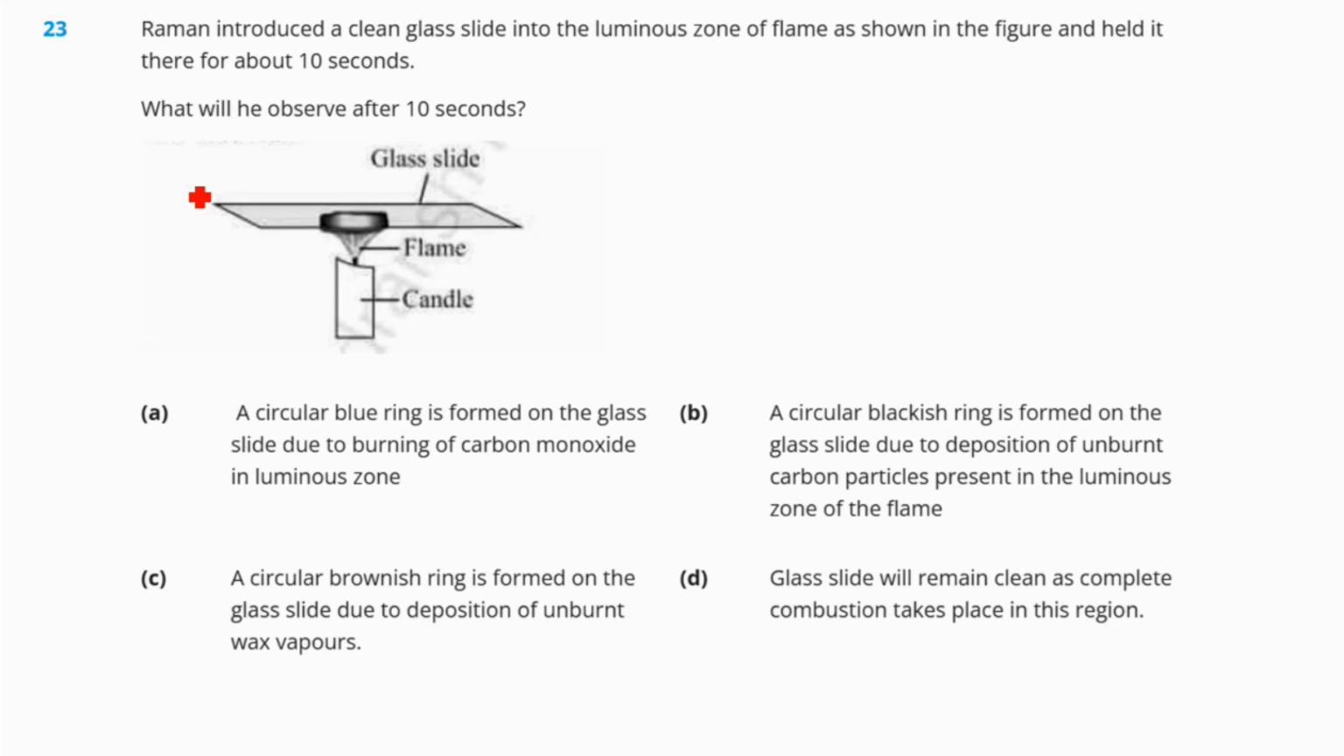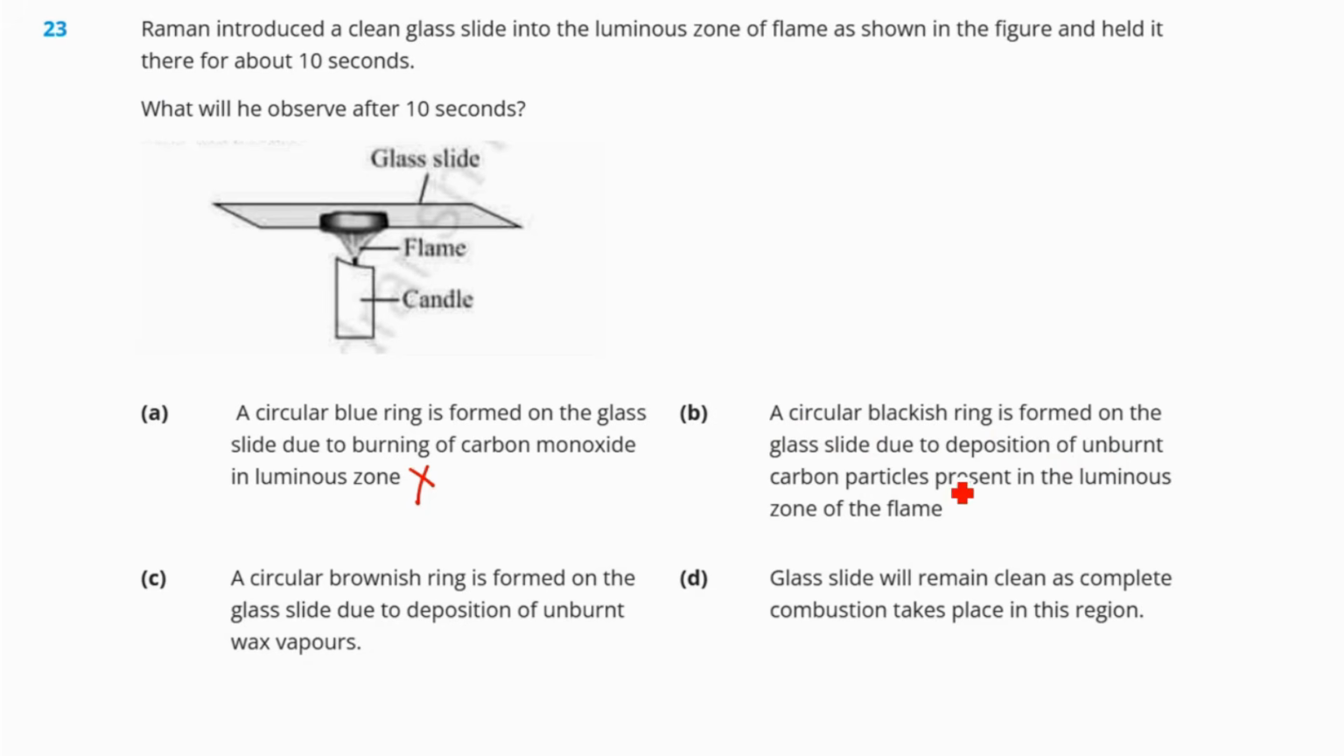Question 23. Raman introduced a glass slide into the luminous zone of a flame as shown in the figure and held it there for about 10 seconds. What will he observe after 10 seconds? This is a candle, this is the flame, and this is the glass slide. The first option says a circular blue ring is formed on the glass slide due to the burning of carbon monoxide. Here a blue ring will not happen. So this is wrong.